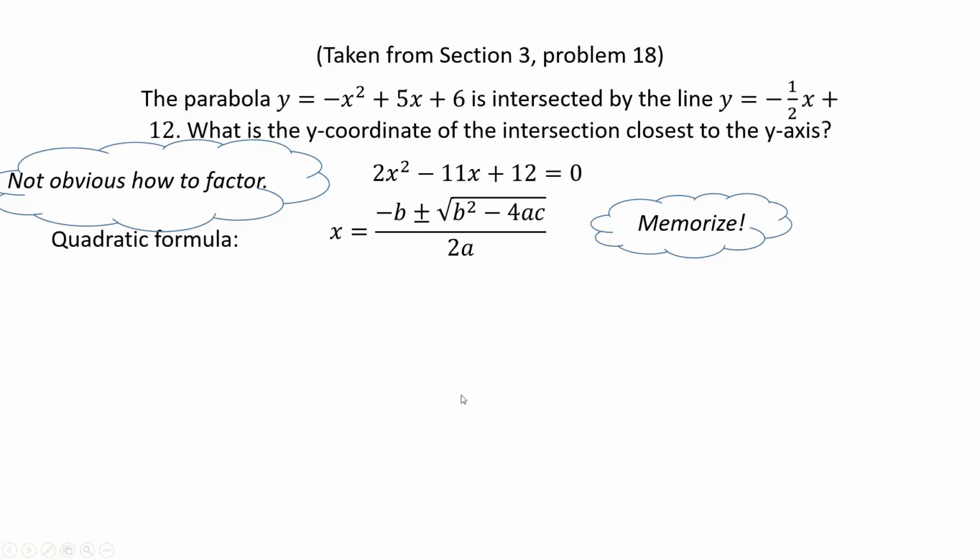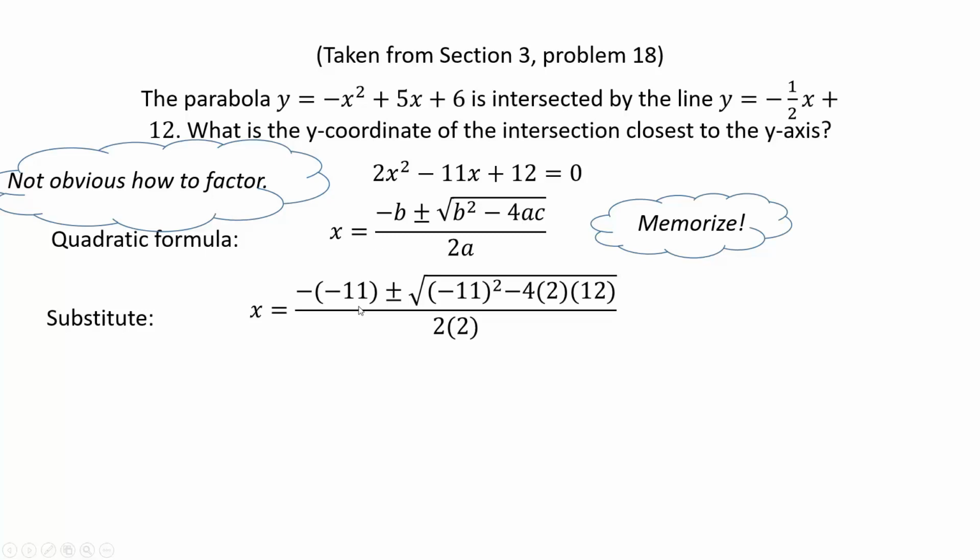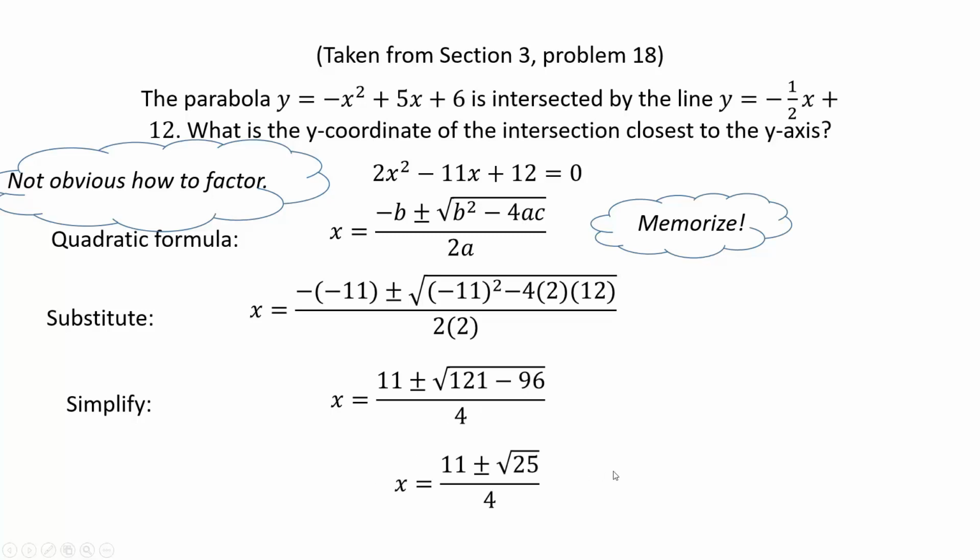Next, we simply substitute in all the terms. In this case, b equals negative 11, a equals 2, and c equals 12. We do some simplification. Careful here with this negative. This is negative b, and b is negative 11, so this becomes positive 11 here. And then, of course, plus or minus the square root of negative 11 squared, which is 121. Negative 4 times 2 times 12 comes out to negative 96. And 2 times 2 is 4. With some simplification, we get x equals 11 plus or minus the square root of 25, all over 4.